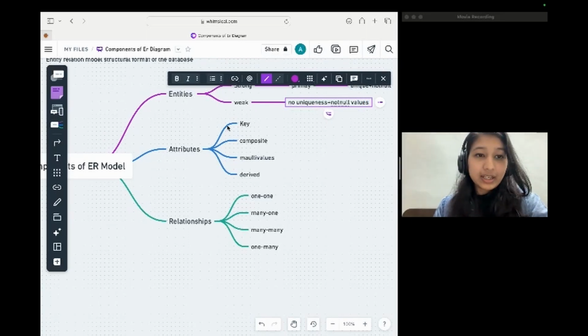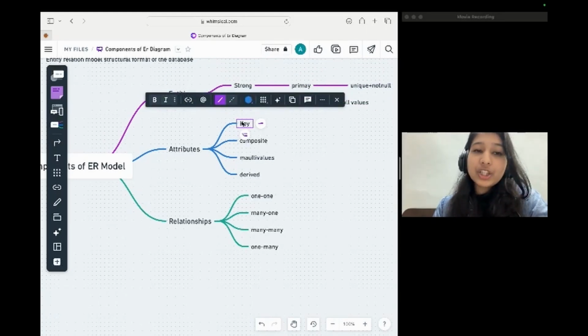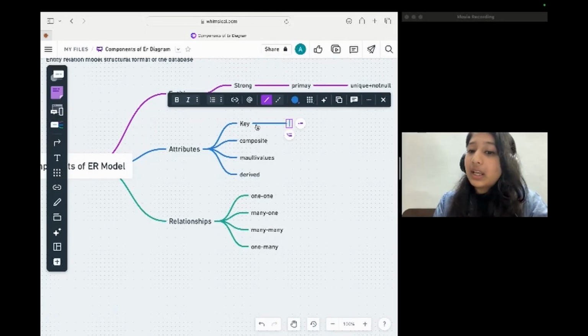Now let me explain the key attribute. Attributes are the properties of entities. For example, take the example of Urban Company. Urban Company has entities like customer, service provider, services, bookings, feedback, and payments. If I take one entity, that is customer, the customer should have some attributes. For example, his or her name, the customer ID, the address of the customer, and other things. So all the things that the customer entity includes are called attributes. Now here, the key attribute is the primary key, or I can say it is the unique value.